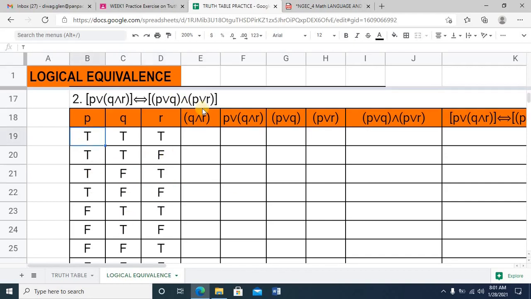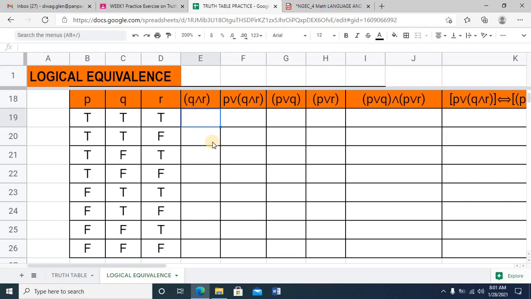Now let's work it out with the columns. Let's start with conjunction QR. Our reference would be this column Q and column R. And this is an AND statement. Both should be true to become true. So both true, both true, then the rest would be false. Alright, so again, referring to this Q and R, operator is AND, both are true, that's why it's true. The rest is false.